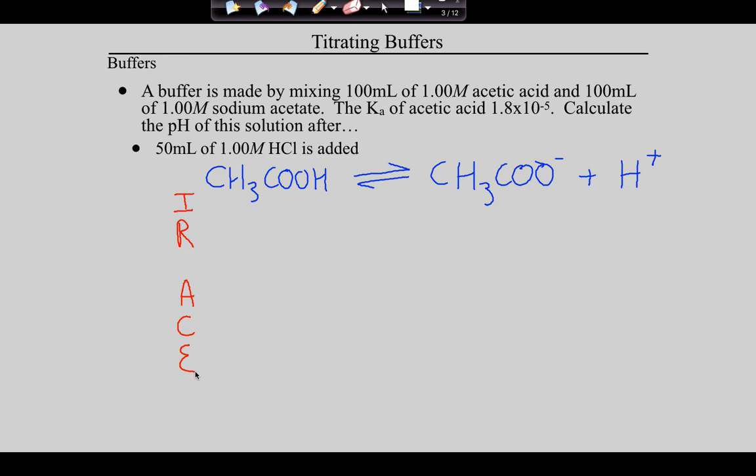So guys, when you do your iRace boxes, skip a line between the R and the A. You'll see why. Okay, so guys, this isn't necessary, but you may at this point find it helpful. In your iRace box, what does the R stand for? Reacted. What is doing the reacting in this example? The hydrochloric acid. That is a strong acid.